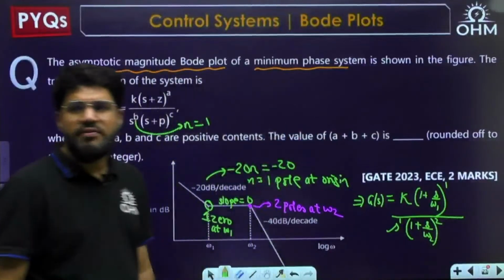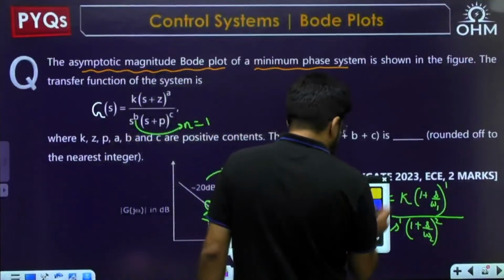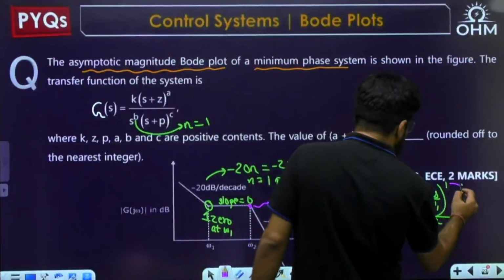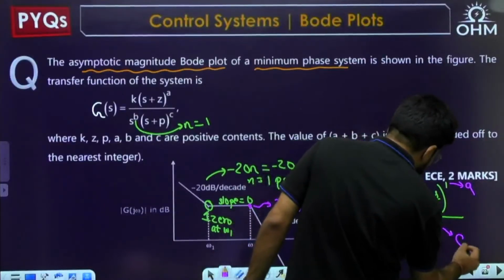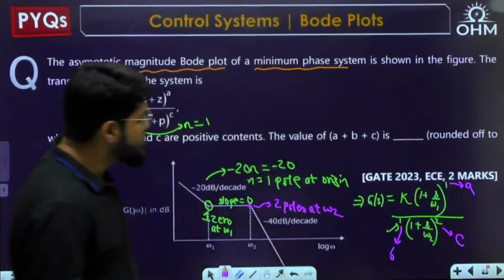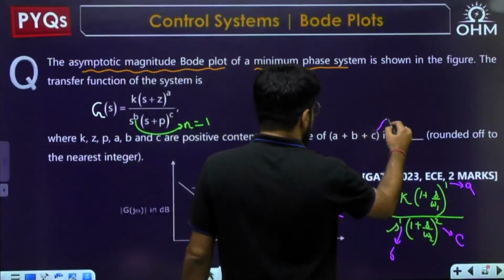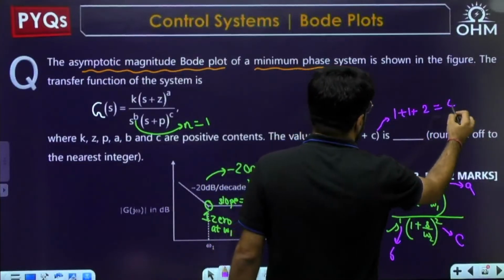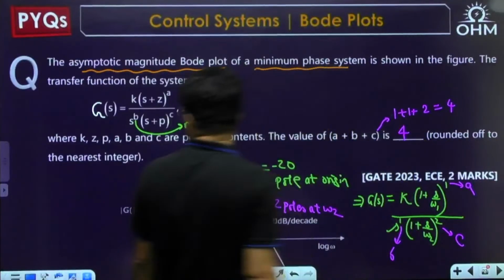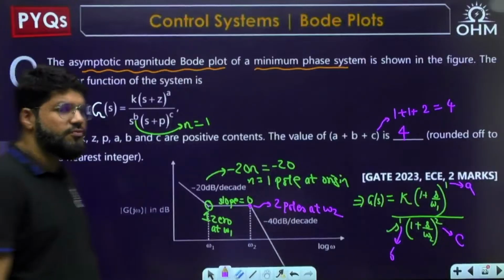Now we have A, B, and C, everything. So the answer should be A plus B plus C. A is 1, B is 1, C equal to 2, so the answer is actually 4. Yeah, correct, it is 4.